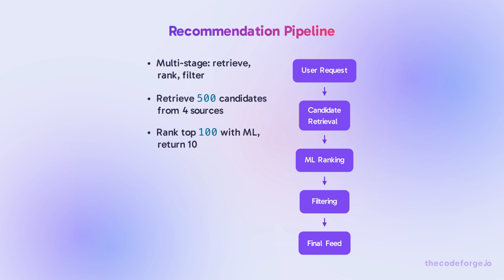The recommendation system is the secret sauce. It uses a multi-stage pipeline. First, retrieve candidates from follows, trending, similar users, and content-based sources. Then rank them with a deep learning model. Finally, apply diversity and freshness filters. The funnel ensures speed and accuracy.